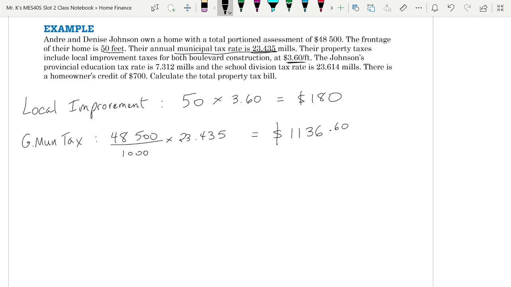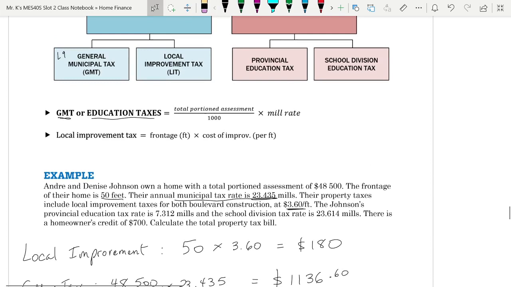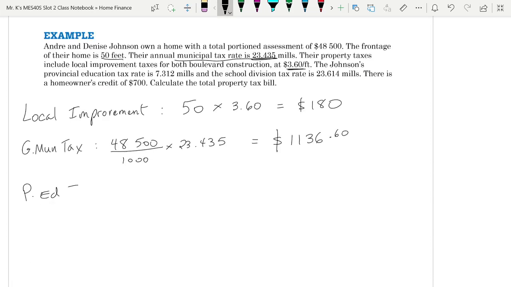Okay, what's next? Remember, we have two types of taxes for education. Let's do the provincial one first. So let's do the Provincial Education Tax. Once again, my house has been assessed at this much. You can tax up to this much of my house if I'm Andre or I'm Denise. So there we go. And now notice this one has its own mill rate. The Provincial Education Tax mill rate is 7.312. So now I do this calculation, and I get $354.63.